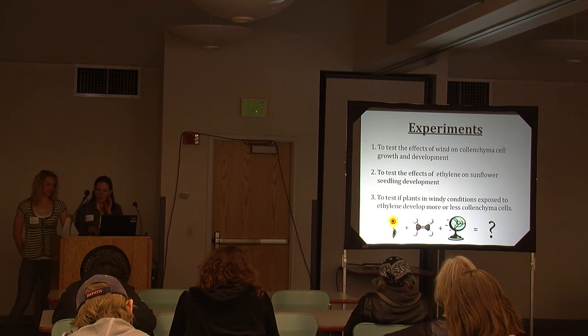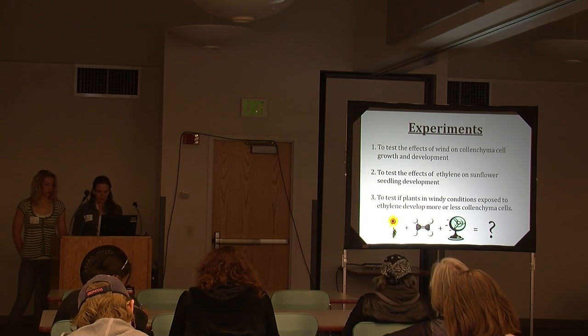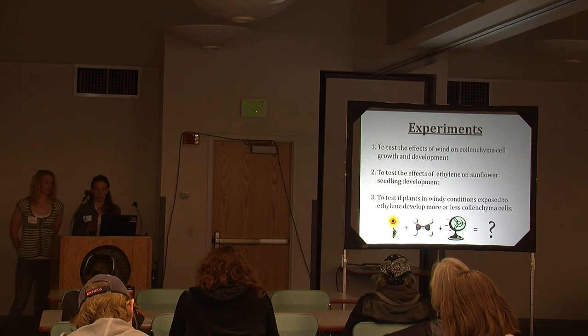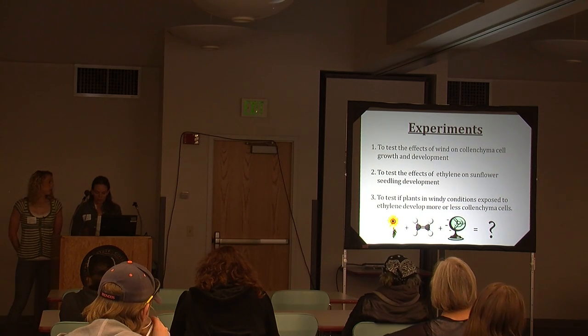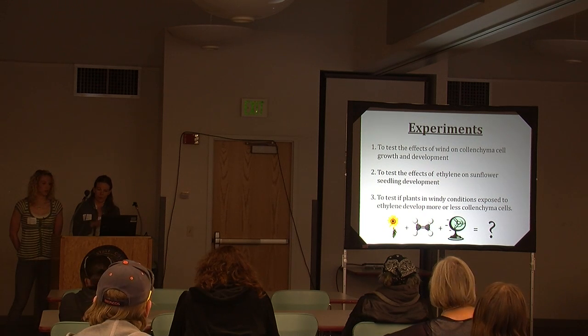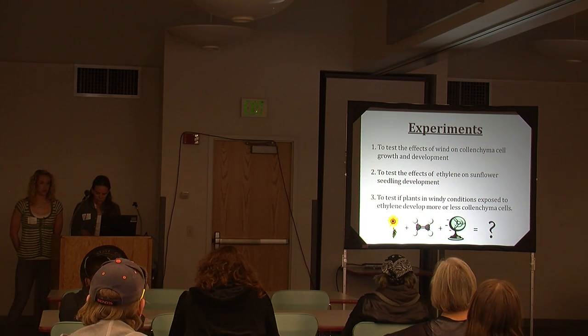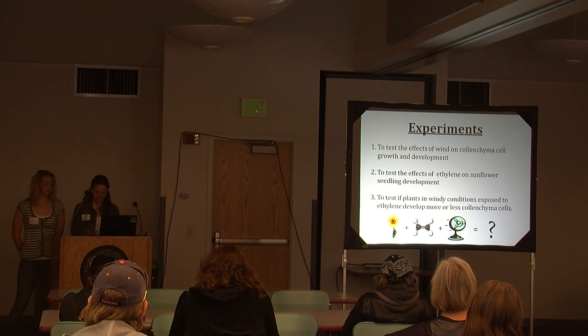Our experiments, like we said, we did 3. They kind of intertwined. And the first was to test the effects of wind on the Clink cells, on both the growth and the development. And the wind was a practical and easy form of mechanical stress that we could administer. And because the Clink cells are made up of the cellulose matrix, it would actually have a direct response to the wind stimuli.